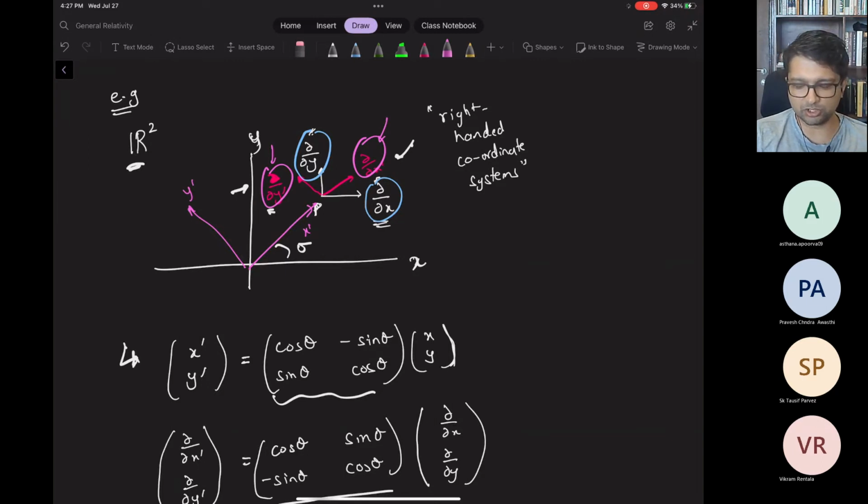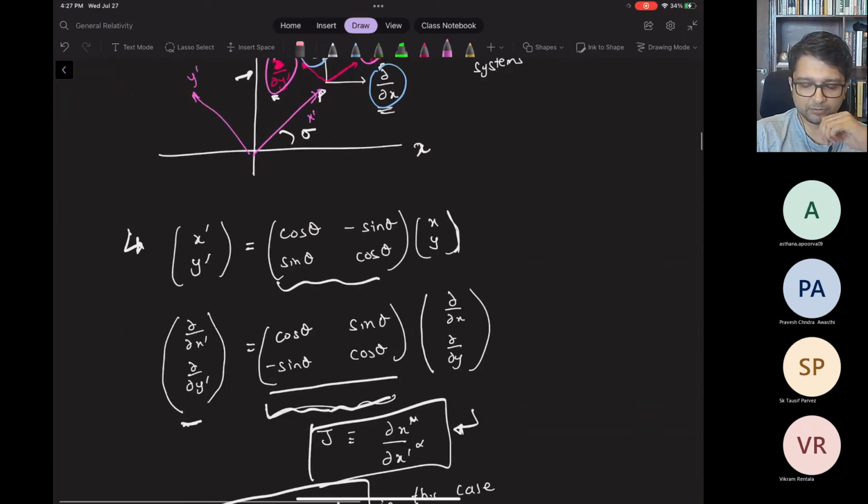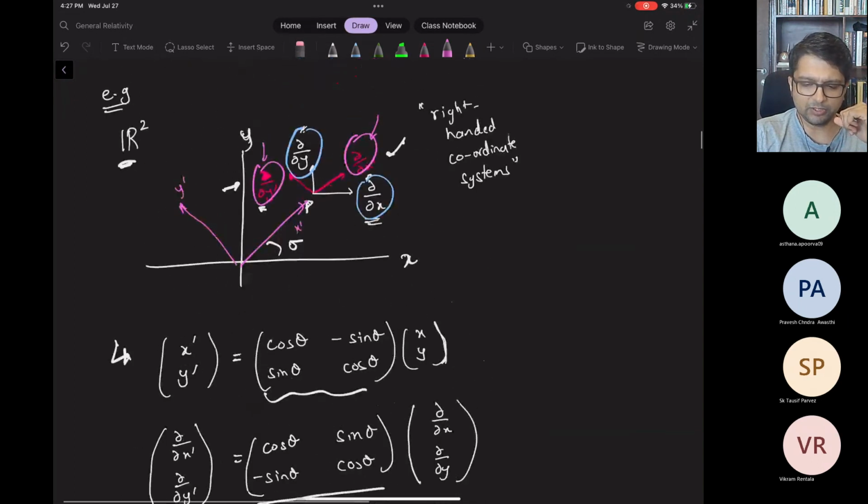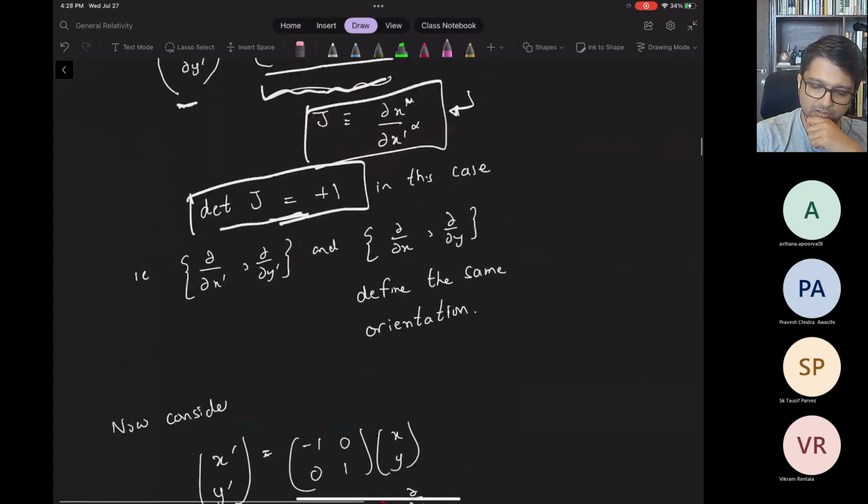And since this is going to be true everywhere on the manifold, we say that both coordinate systems, both coordinate patches, in this case the coordinate patch covers the entire manifold, both these coordinate patches define the same orientation on the manifold. So these basis vectors and these basis vectors, at all points P on this intersection or over the entire manifold, define the same orientation.